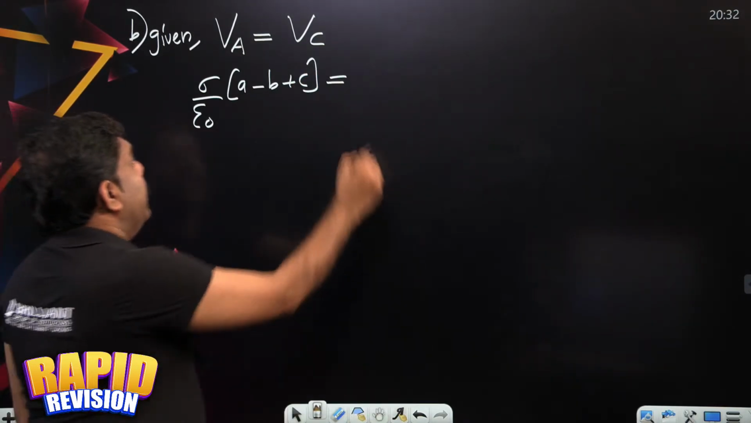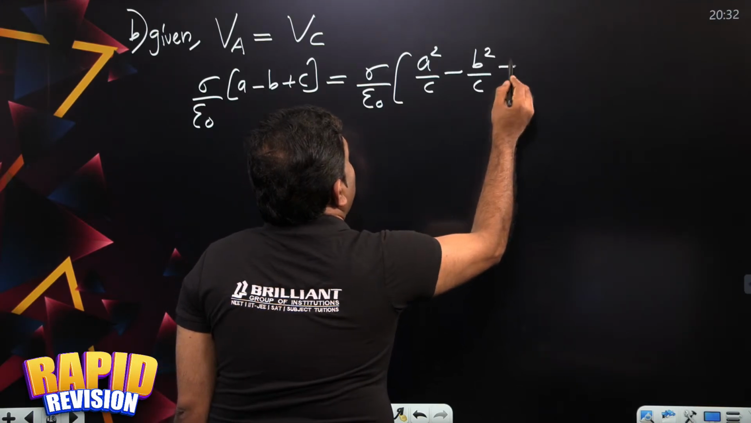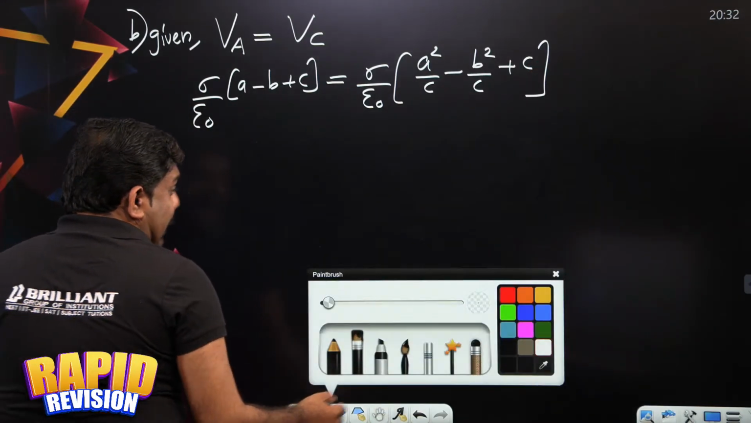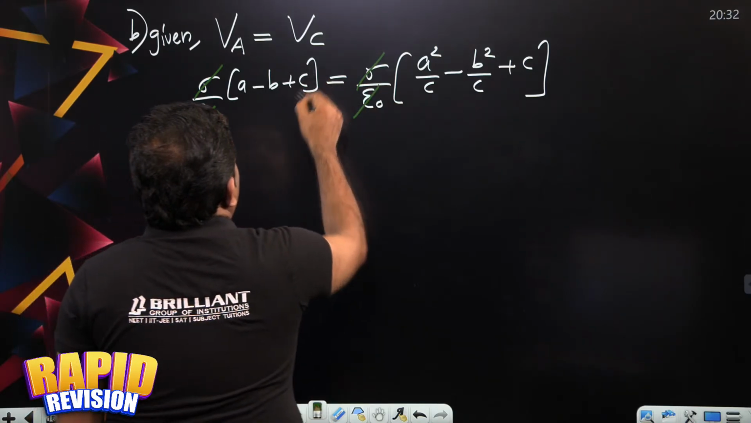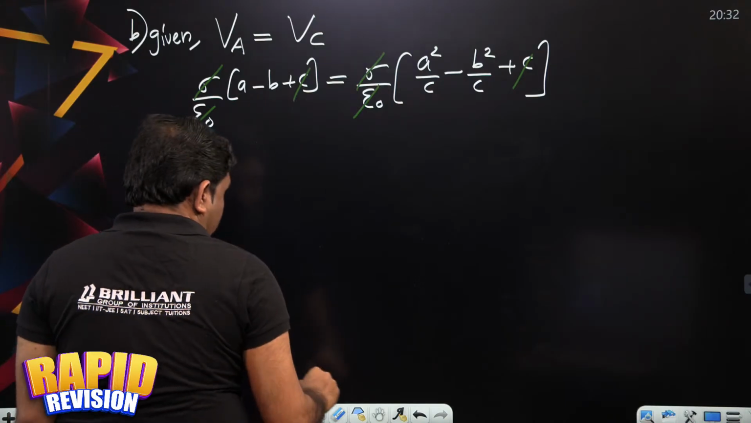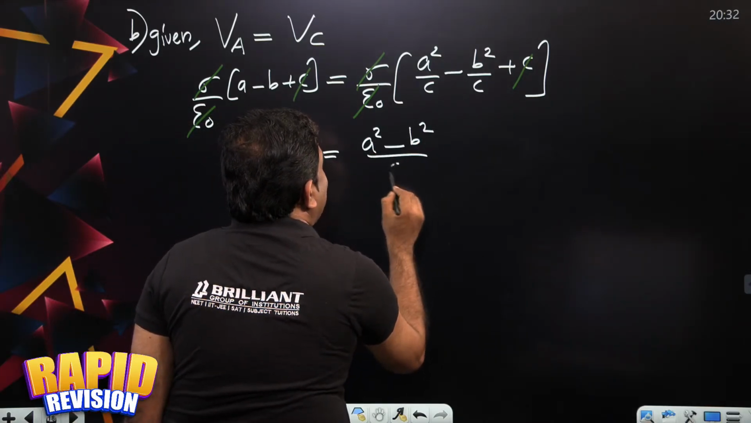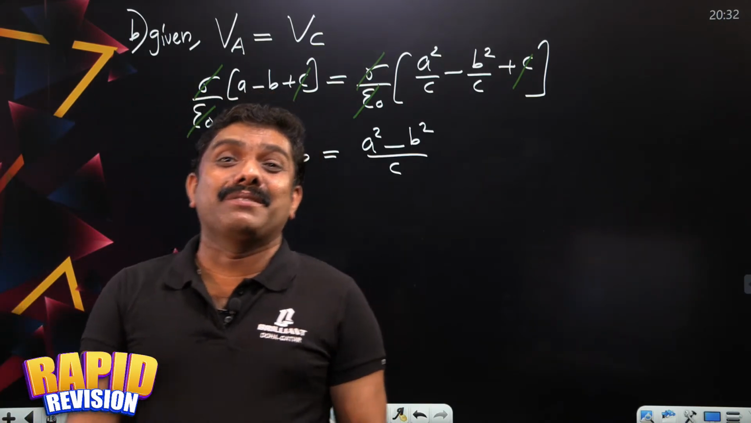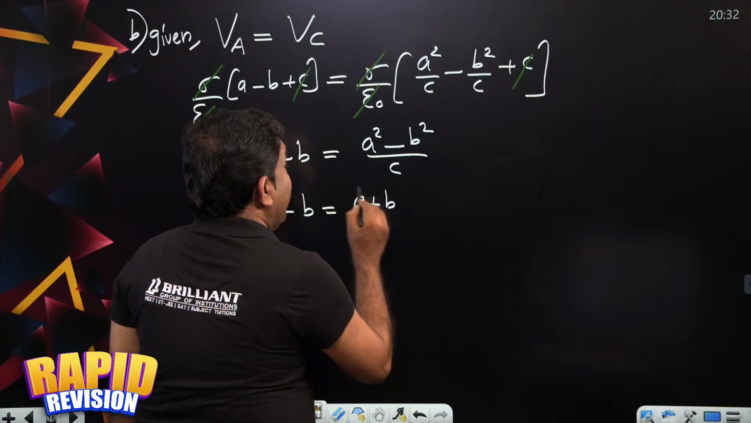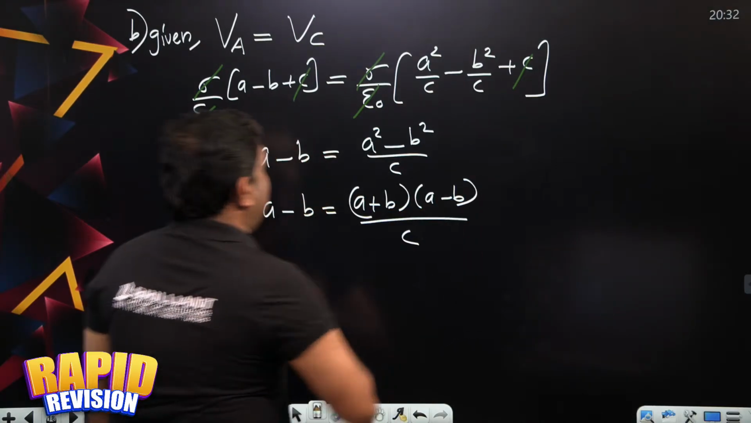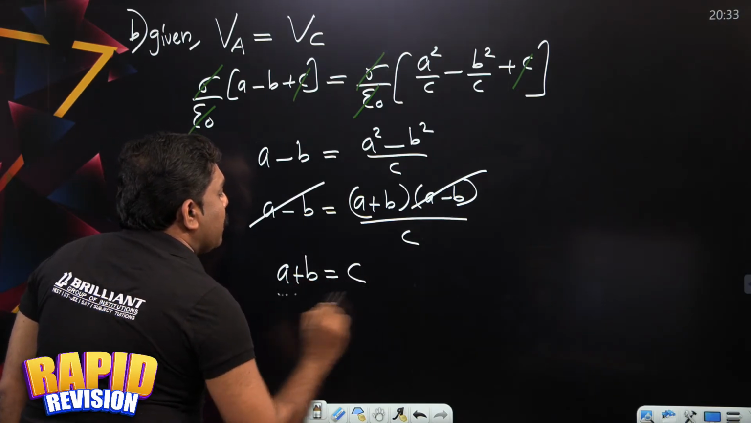What is VC? VC is sigma by epsilon 0 into A square by C minus B square by C plus C. So here you can cancel the terms: sigma by epsilon 0 on both sides, and plus C and plus C also cancel. So we get A minus B equal to A square minus B square by C. A square minus B square is A plus B into A minus B. So A minus B is equal to A plus B into A minus B divided by C. Here A minus B cancels, so we get A plus B is equal to C.